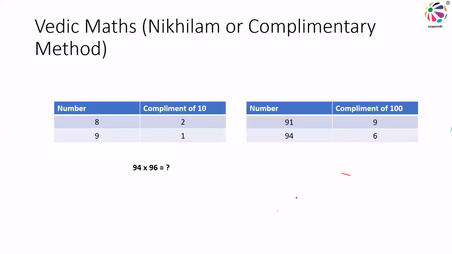Anyone from the last class, tell me how you will do it. The answer is 9024. I know the answer, but how will you do it? Tell me the process. First we should find the complement of 100. 100 minus 94 is 6, sir, and 100 minus 96 is 4. First you write them in the format of a table, sir. Afterwards you subtract 96 minus 6. We get 90. So first write 90 at the side, and then 6 into 4 is 24. So 90/24.